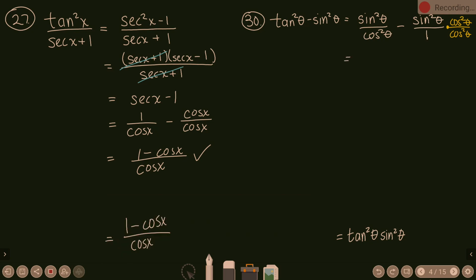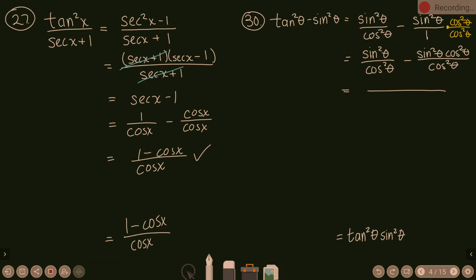So then I'm going to have sine squared theta over cosine squared theta minus, well, what is sine squared times cosine squared? Sine squared cosine squared theta all over 1 times cosine squared is cosine squared. In other words, you're talking about what I'm getting ready to do in the next one. Yes. Yeah, and that's a step that you could leave out.